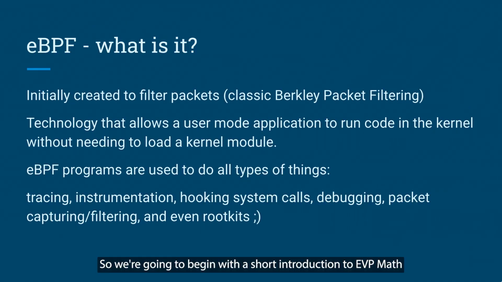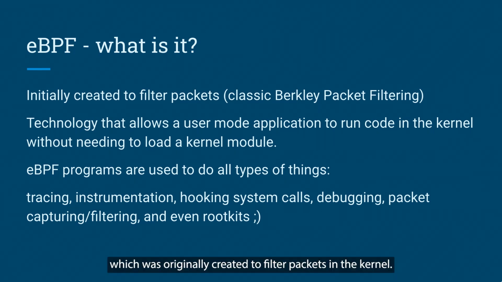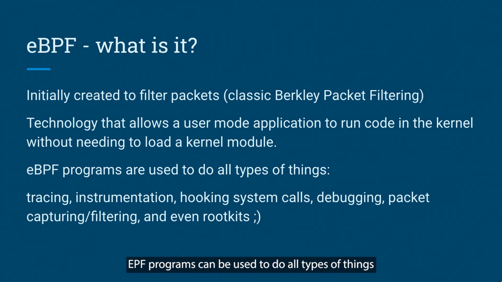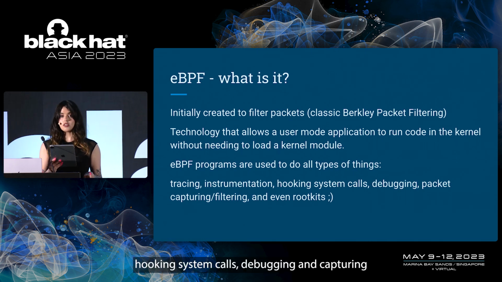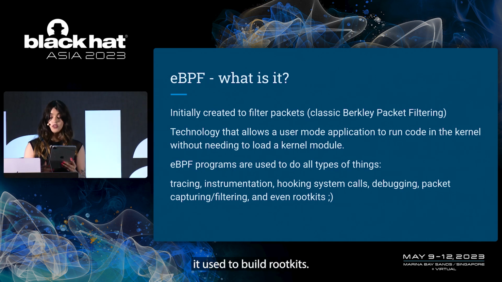So we're going to begin with a short introduction to eBPF and what it is. eBPF is a Linux kernel subsystem that was built as a refactor of classic BPF, which is Berkeley Packet Filtering, which was originally created to filter packets in the kernel. Now, modern eBPF serves as a technology that allows user mode applications to run code in the kernel without needing to load a kernel module. eBPF programs can be used to do all types of things, such as tracing, instrumentation, hooking system calls, debugging, capturing or filtering packets, of course, and even in recent times, we've seen it used to build rootkits.